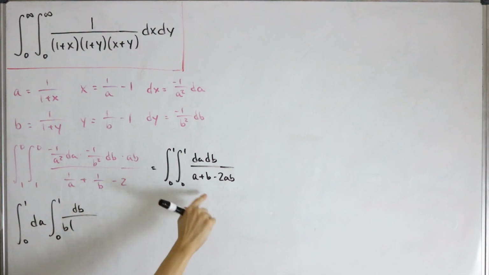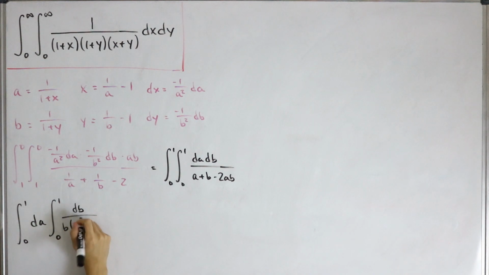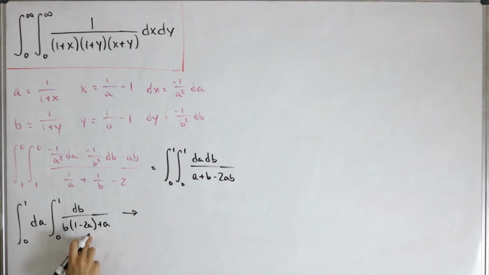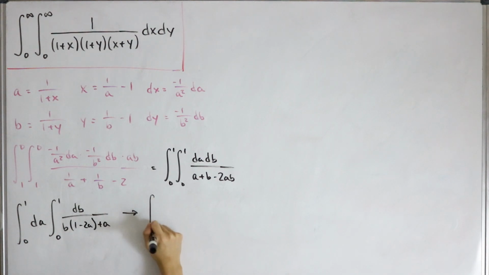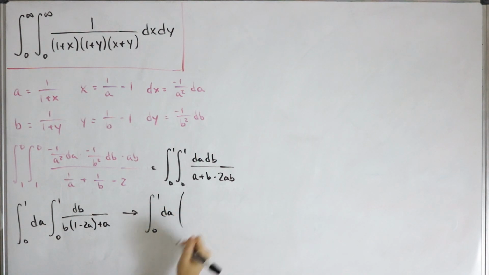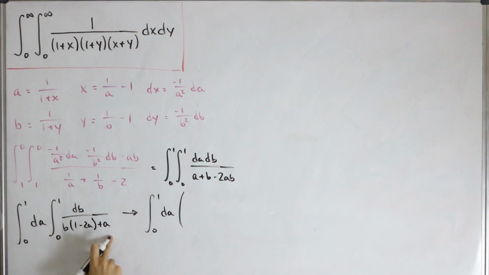I actually just factor out the b from this term over here, so 1 subtract 2a, and then add this with a. I'm going to skip a step here, but what you would want to do is apply a u-substitution. What that comes down to is that the antiderivative is going to be in terms of a natural log function. So from 0 to 1, this is still dA over here, and after computing the antiderivative, we're using the substitution for u equals the denominator, and then you want to integrate this with respect to b.